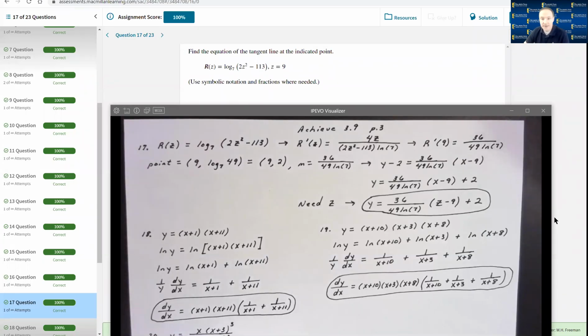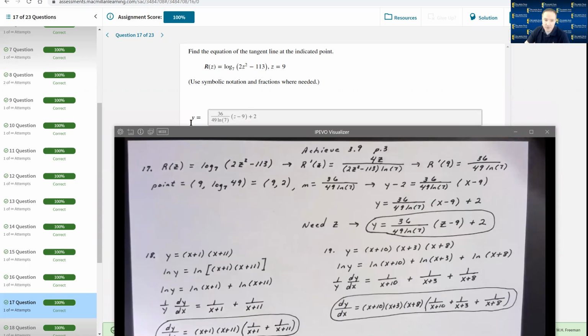Looking at problems 17 through 23 in Achieve section 3.9. The first one is a continuation of these problems where we're asked to find the equation of the tangent line. It gives me log base 7 of the function 2z squared minus 113, and it wants the equation of the tangent line at z equals 9.